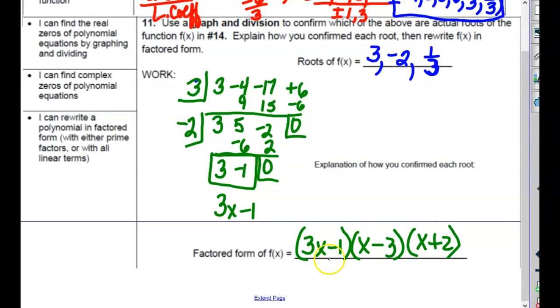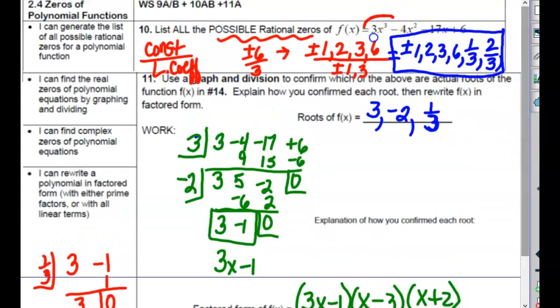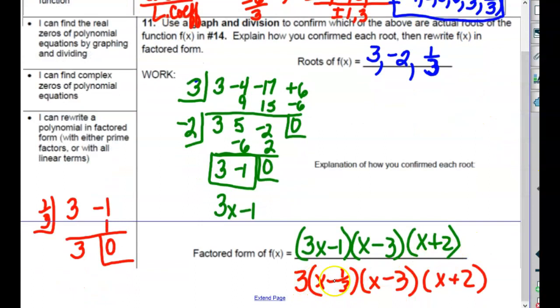Now, I got to tell you, if you kept going and you did the 1/3, if you had this, when you bring down the 3 and you multiply, you get a 3 left. That's because if you wrote this as x minus 1/3, x minus 3, and x plus 2, you'd have to put that 3 out front because the whole thing has to multiply back to this. Does everybody see what I'm talking about? It had to have a 3x cubed. So if you write x minus 1/3, make sure you keep that 3. All right, any questions on that?